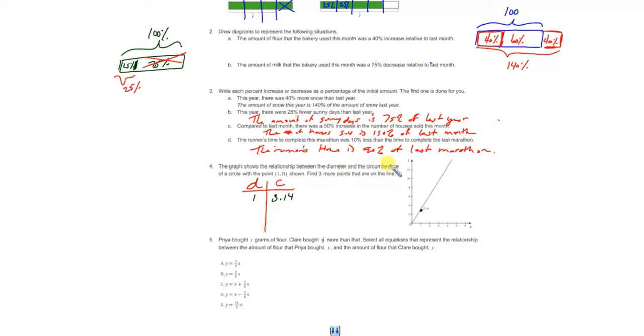And so it wants me to find 3 more points. Well, that's going to be easy because we know that the relationship is just multiplied by pi. So we can pick any numbers that we want over here, multiply them by pi, and we'll have ordered pairs. So I would pick easy numbers like 0, 2, and 3.